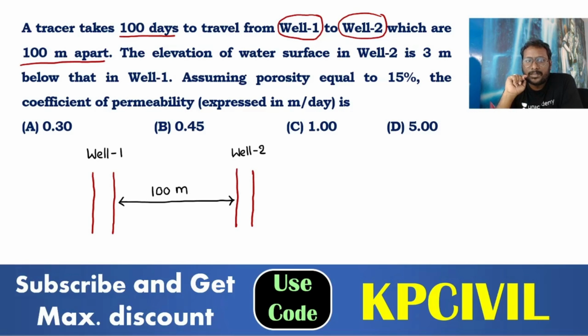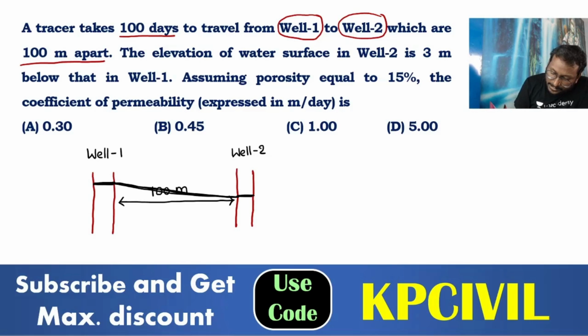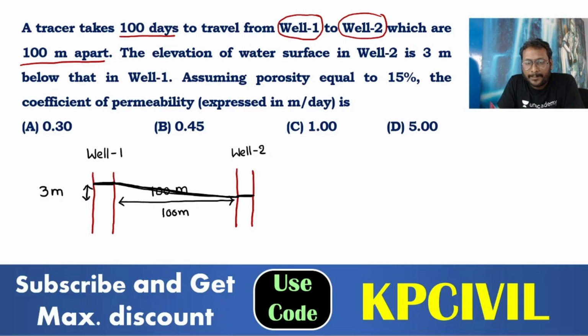Elevation of water surface in well 2 is 3 meters below that in well 1. So consider this is the elevation of water surface in well 1 and this is the elevation of water surface in well 2. So the tracer is traveling like this. The distance here is 100 meter. What is the height difference, the head? 3 meter head. Water surface elevations are provided. Assuming porosity equal to 15%, 0.15.